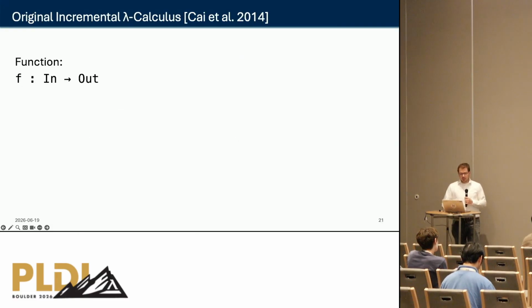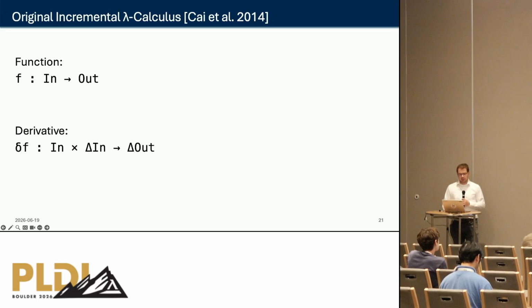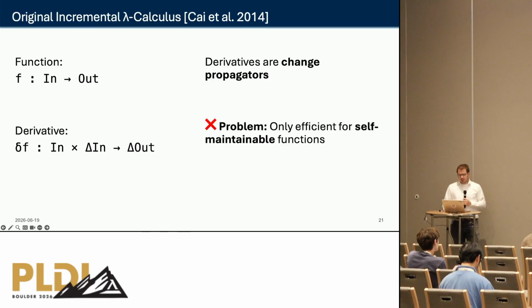So in the original incremental lambda calculus, a function f has a derivative delta f from an original input and an input change to an output change. This serves the purpose of propagating changes forward. But a big downside is that only some derivatives are efficient to compute. When the input change alone determines the output change, then f is called self-maintainable and the derivative is efficient, but most functions are not self-maintainable.